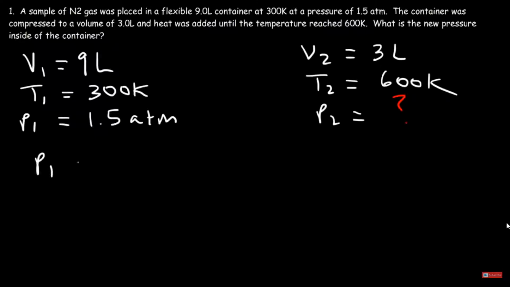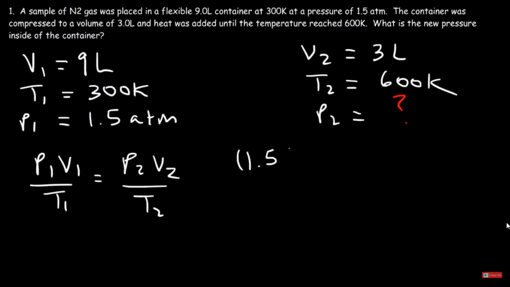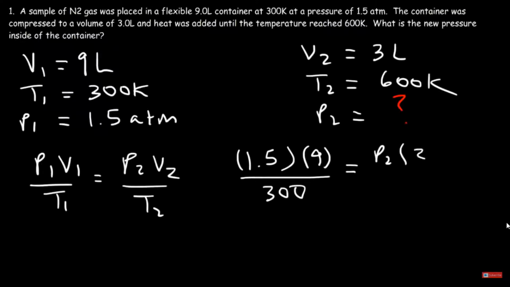So let's start with this equation. P1 V1 over T1 is equal to P2 V2 divided by T2. So P1 is 1.5, V1 is 9, and T1 is 300. P2, we're looking for that. V2 is 3, and T2 is 600. So let's cross multiply. We're going to multiply 1.5 times 9 times 600. And you should get 8,100.